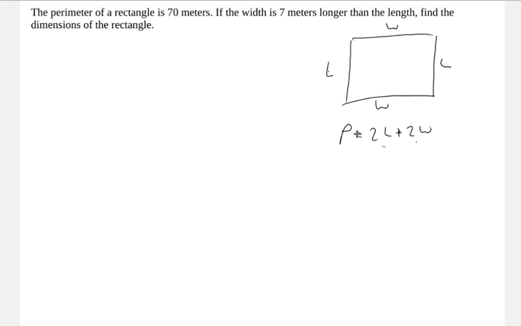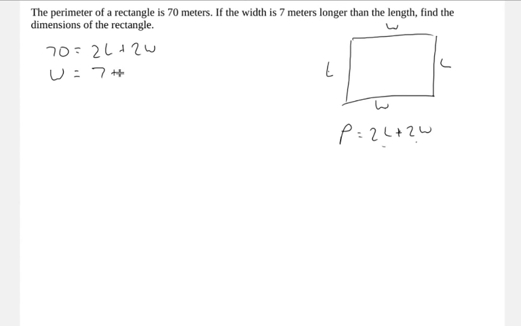But you'll notice we have a specific value to put in for P. L and W are actually the variables we're using in our problem. So I'm just going to go ahead and say 70 equals 2L plus 2W. That's my first equation. For my second equation, this says the width is 7 meters longer than the length.